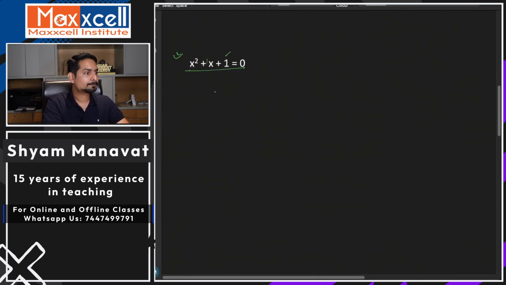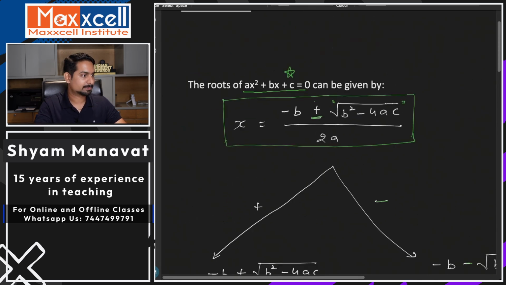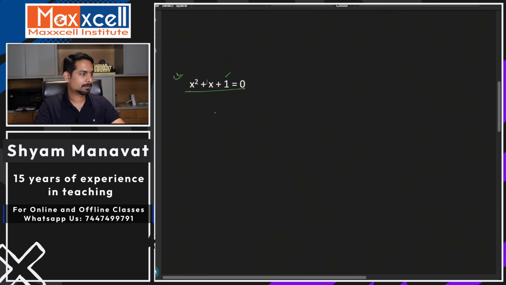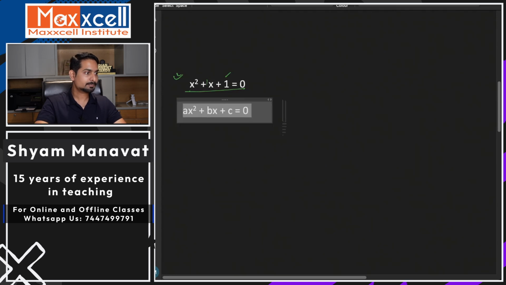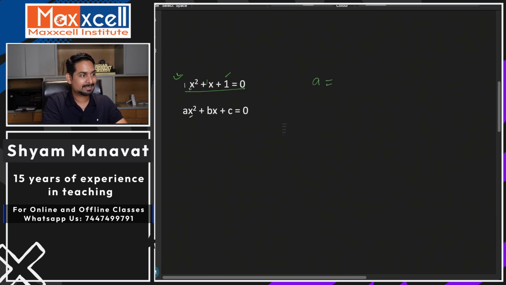Now, if I compare this with the standard form of quadratic equation, what do you get? The value of a, b and c here. A is the coefficient of x square. What is the coefficient of x square here? Nothing but 1. Coefficient of x, that's also 1. And the constant term, this is also 1.